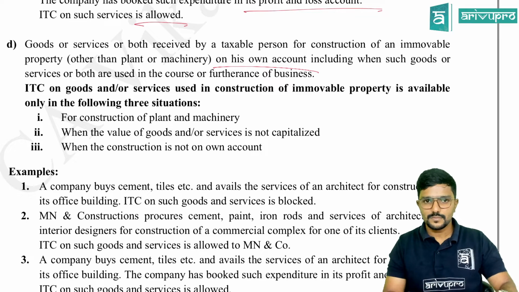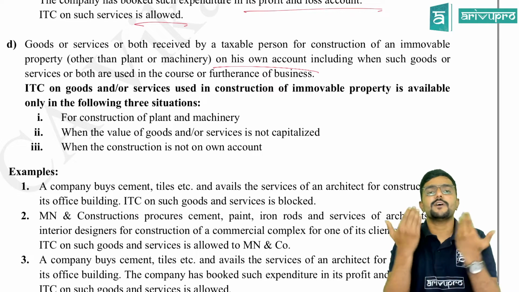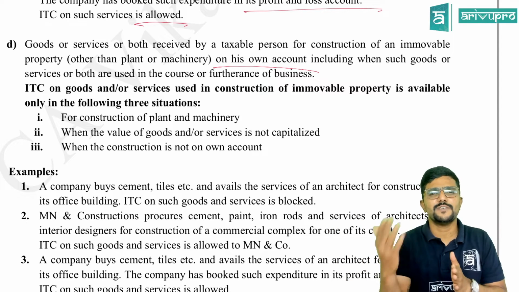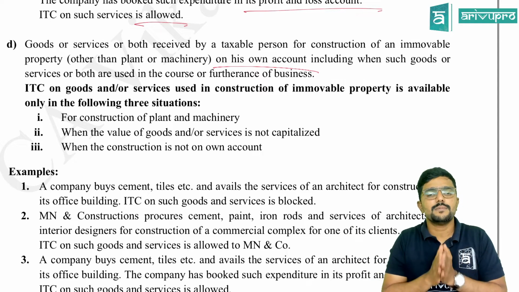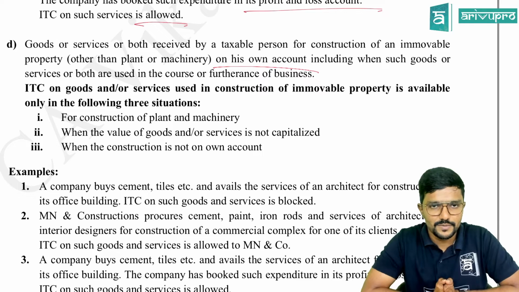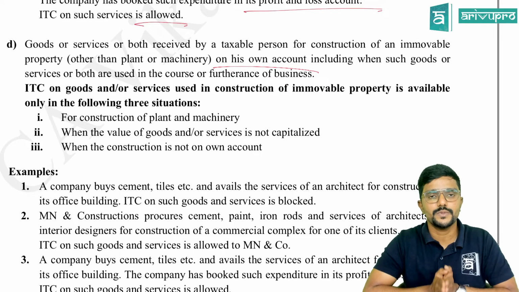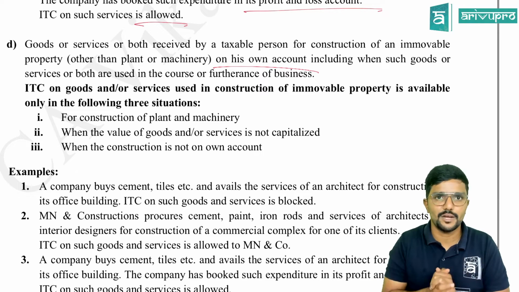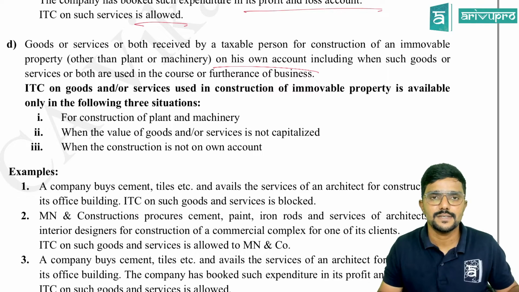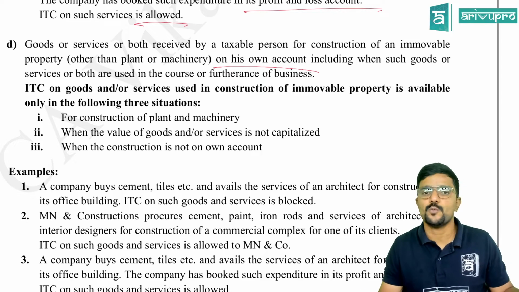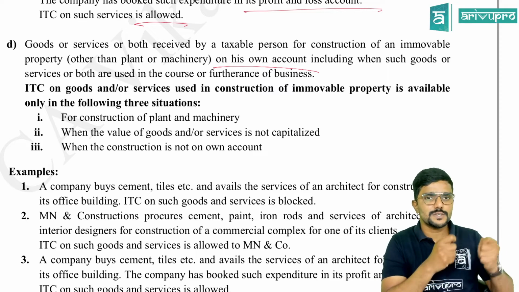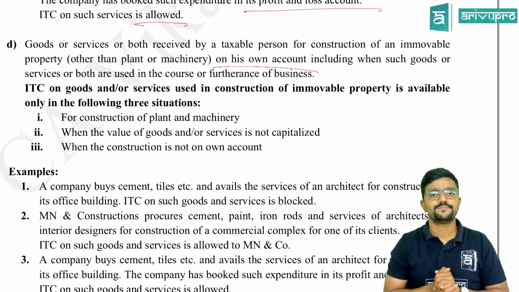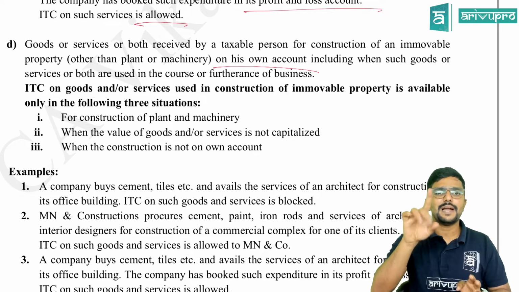Sir, what is it? Now, I am constructing an immovable property for myself. On my own account means for myself. Whether it is an office building or residential building, doesn't matter. And I have purchased some goods and services, like cement, steel, bricks and all, on which I have paid input tax. Now, can I claim credit of it? No. When you are purchasing any goods or services for the construction of immovable property on your own account, you cannot claim credit. But if it is for plant and machinery, you can claim it.